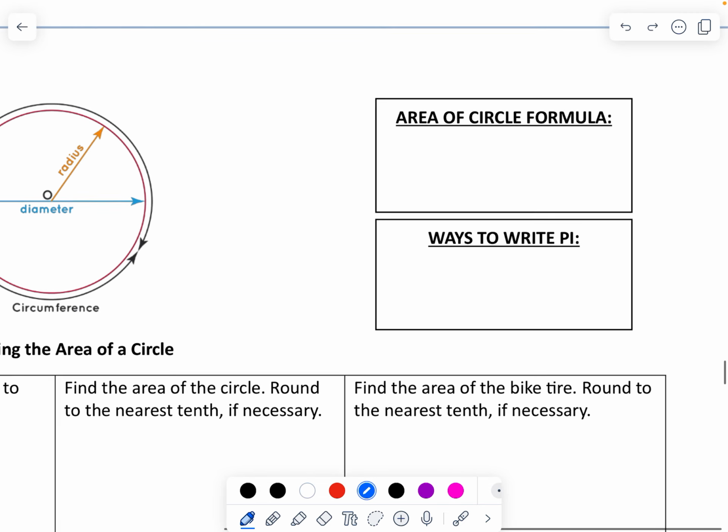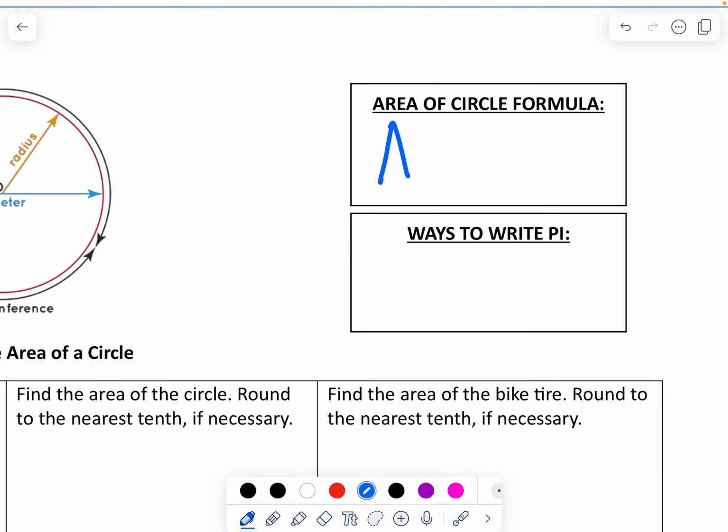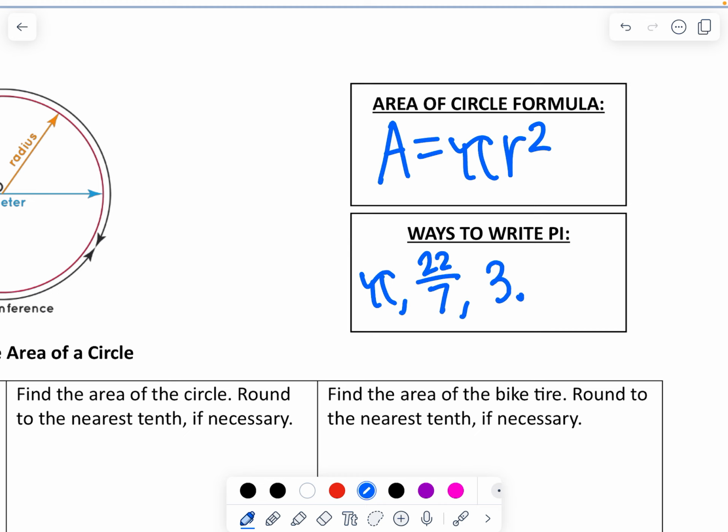Our formula for the area of a circle is A equals pi r squared. There's no other formula you can use for this one. There are not two options with the diameter. This is your only formula. That means every time we have to find the radius. And same as before, ways to write pi are 22 over 7, and 3.14, which is still the most common one we're going to use today. On each of them, we have to know our radius, square it, and multiply it by pi.